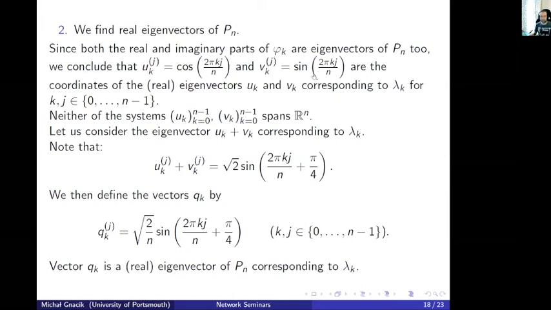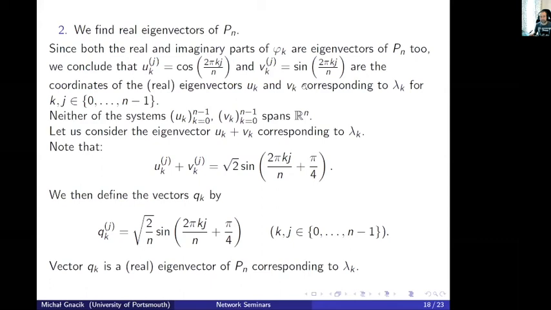However, they do not span the whole Rn. Remember that in order for Q to be an orthogonal matrix, its columns have to form an orthonormal basis. They have to be orthogonal, right, and unit vectors.